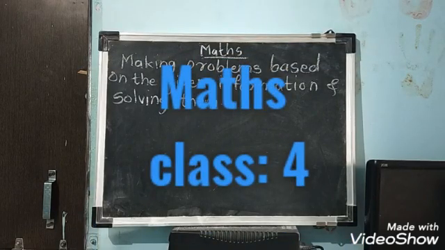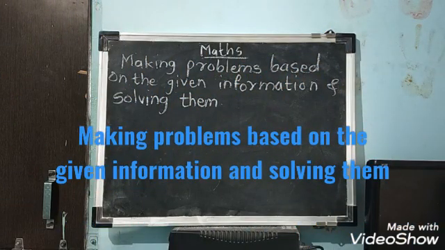Students, open your maths textbook page number 50. New points. We are going to start making problems based on the given information and solving them. See, what is the heading? They will provide you the numbers. Any two numbers they will provide you. And some hints they will give in the example. You have to make a word problem. You have to frame the word problem of addition or subtraction according to the instructions, and solve it.